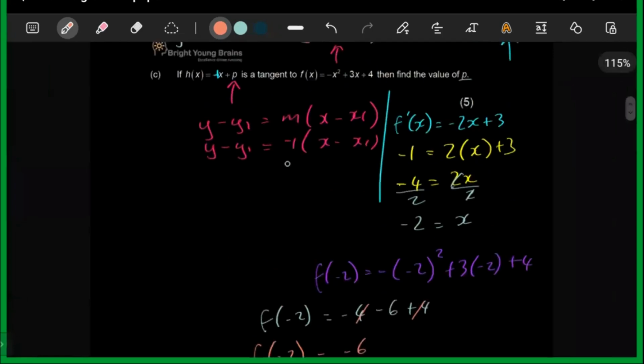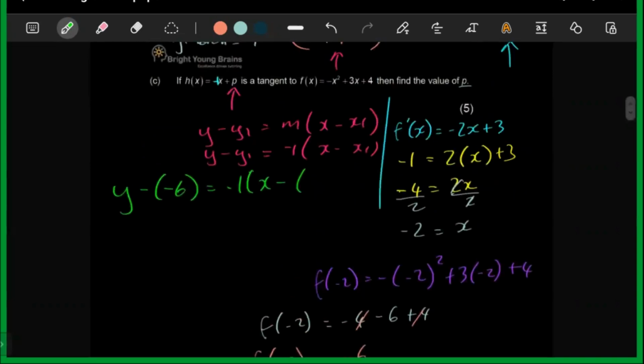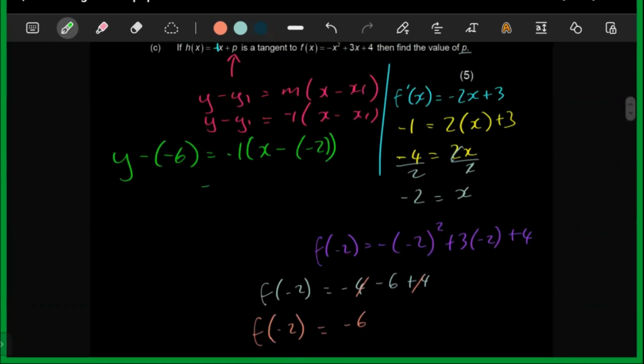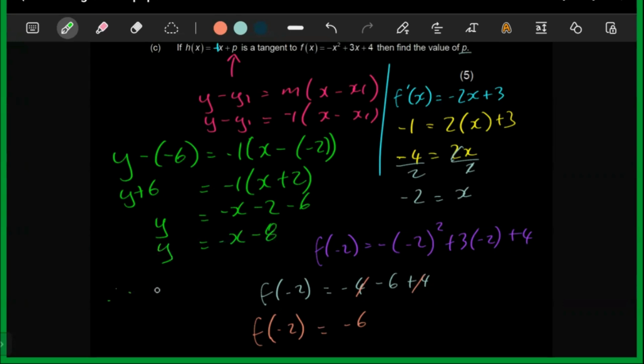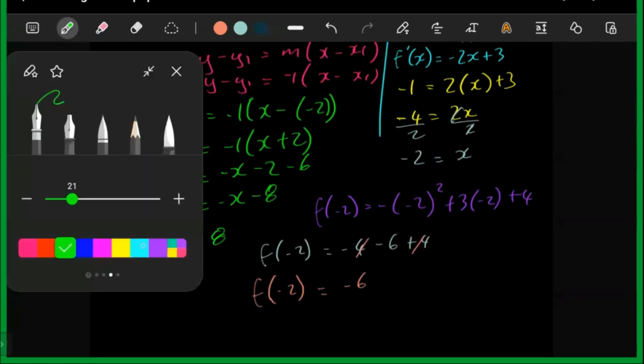Now you can throw that in there. y minus y1, where y1 is negative 6, and here you have x minus x1, where x1 is negative 2. So you have y plus 6 here, x plus 2 here. Here you have negative x, negative 2. Then you have negative 6. This is like negative 8. Therefore, p is negative 8. There you go.